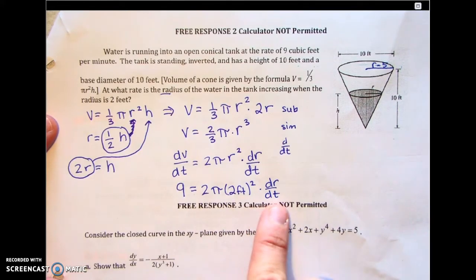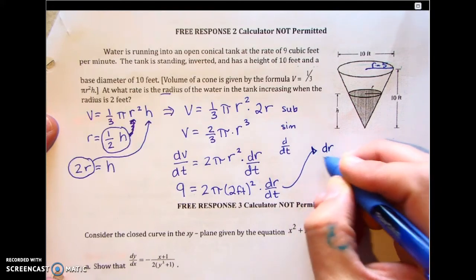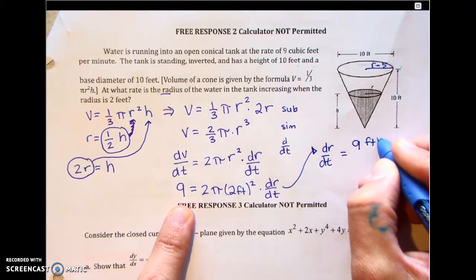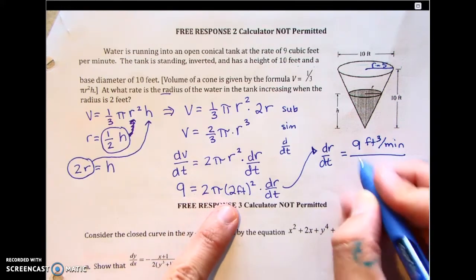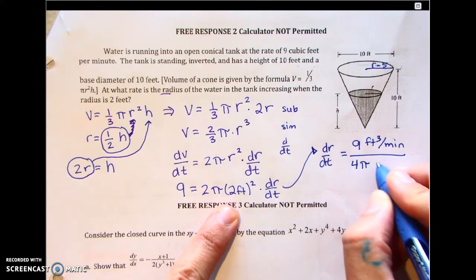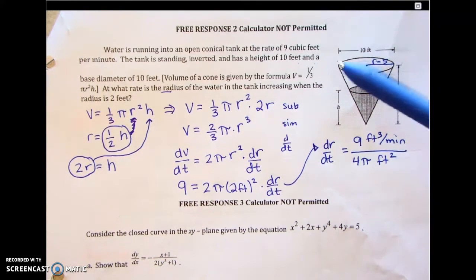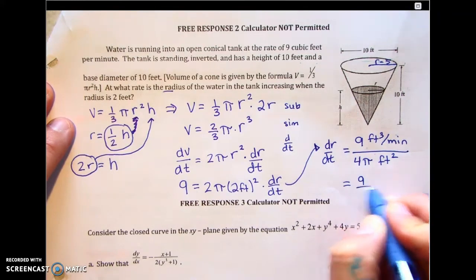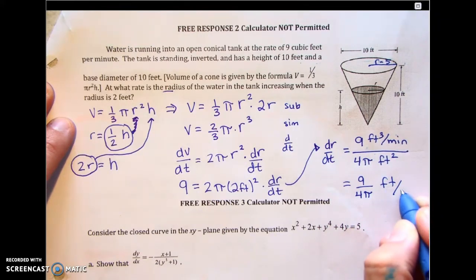Okay, we're going to rearrange this to get dr/dt by itself. And I'm going to do that over here. So dr/dt will equal, we had a 9, and this was 9 cubic feet per minute. And we're going to divide that by 2 pi times 2, so that's 4 pi feet squared. And is this calculator or no calculator? It's no calculator, so we can leave this as 9 over 4 pi. Don't bring the pi up, and 2 of the feet cancel, and we're left with feet per minute. And that's our answer without a calculator.